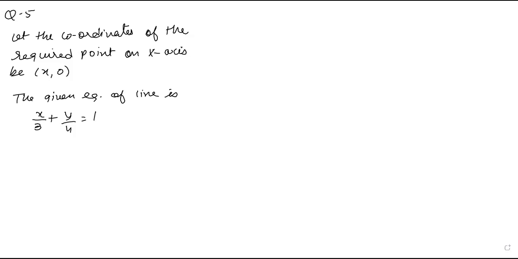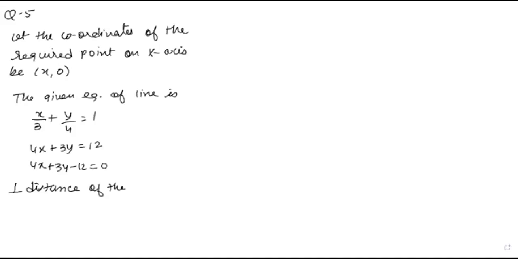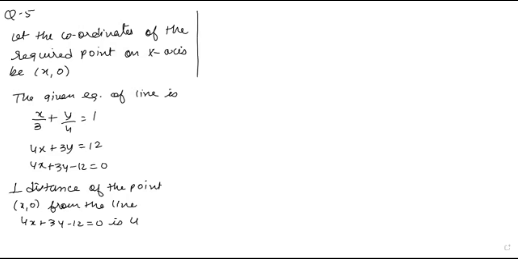1. That is 4x plus 3y is equal to 12. 4x plus 3y minus 12 equal to 0. So perpendicular distance of the point x comma 0 from the line 4x plus 3y minus 12 equal to 0 is 4. It is given in question.